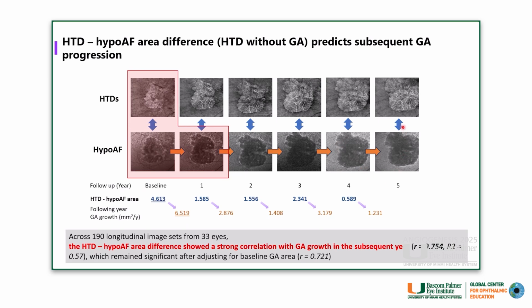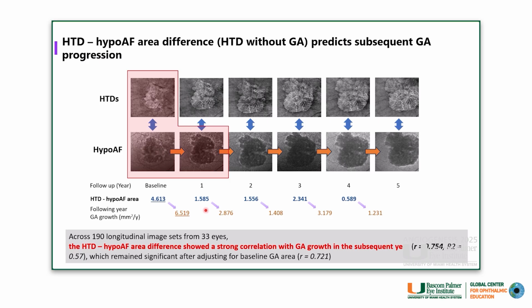We evaluated whether the HTD without GA area predicts the future GA progression. As shown in this representative case, the HTD and hypoautofluorescence area difference varied across years. At baseline, the HTD without GA area was the largest among the follow-up visits in this case, and GA enlargement during the first year was the greatest, despite the smallest GA area at that time.